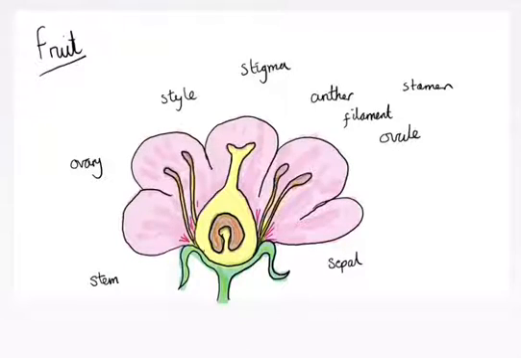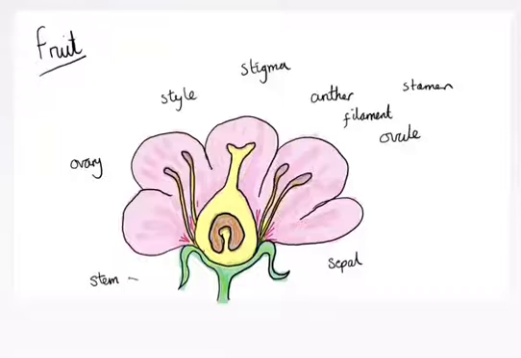Here's a diagram of a flower, and here's some labels. Pause the video. Can you work out which labels go with which bits of the flower? Okay, I'm assuming you've paused that and had a go.